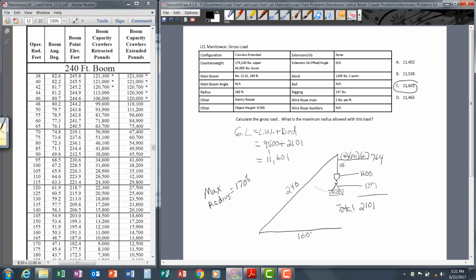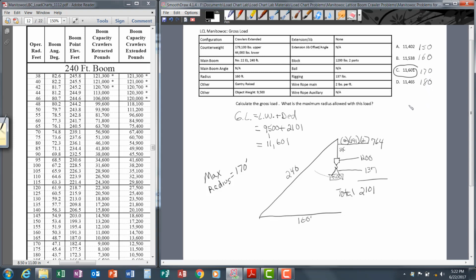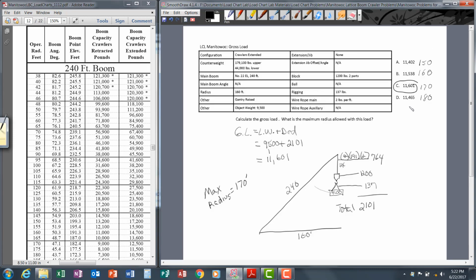You might see questions that ask for the maximum radius. They don't ask for the gross load. They don't ask for net capacity. They ask for the maximum radius or minimum boom angle. The answer choices might look something like this. And you choose the maximum radius. Now you still would have to calculate the gross load in order to answer the question, but be prepared for that type of variation.